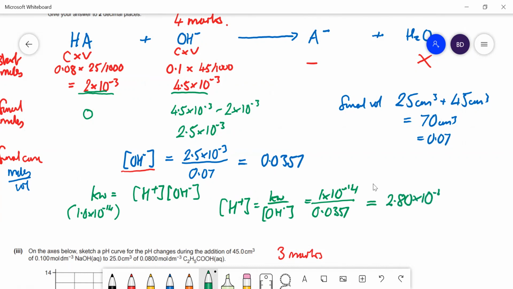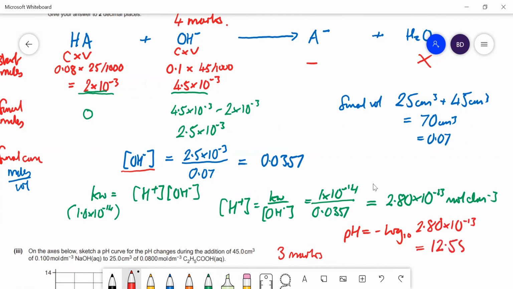moles per decimeter cubed. Then what we've got to do is take the negative log of that to give us the pH. So pH is equal to the minus log to the base 10 of the hydrogen ion concentration, 2.80 times 10 to the minus 13. And we should give it to 2 decimal places. That gives us 12.55. Again, there's quite a lot of work there for the 4 marks that you get for that question. Okay.